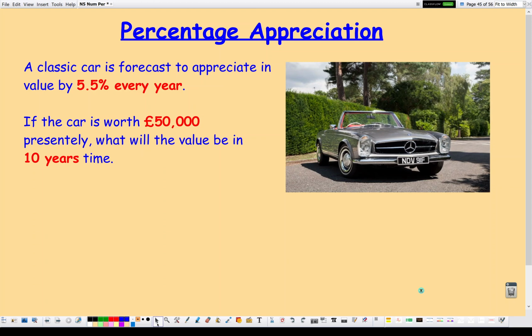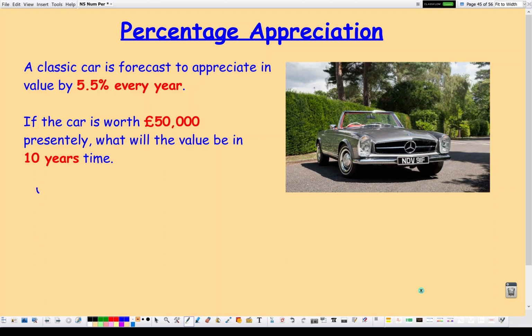That's not the price of it when it was made, but because of the situation of that car, it's been used in a movie and it's a rare vintage, one of a kind. It means it appreciates in value year after year. It becomes more sought after, and that's the case with a lot of vintage cars. It's the case with a lot of rare items like rare jewelry, rare paintings, rare antiques, that sort of thing. So this particular classic car is forecast to appreciate in value by 5.5% every year. If the car is worth £50,000 presently, what will the value be in 10 years' time?